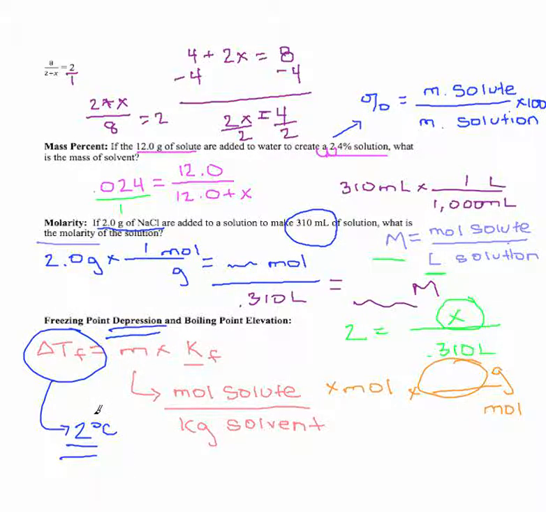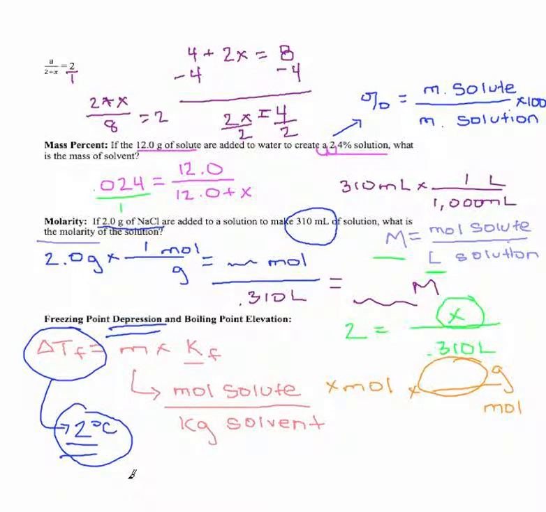So it's decreased by this much. So your new freezing point is going to be negative 2 degrees Celsius. Okay. Same thing for boiling point. Okay, except the exact opposite.